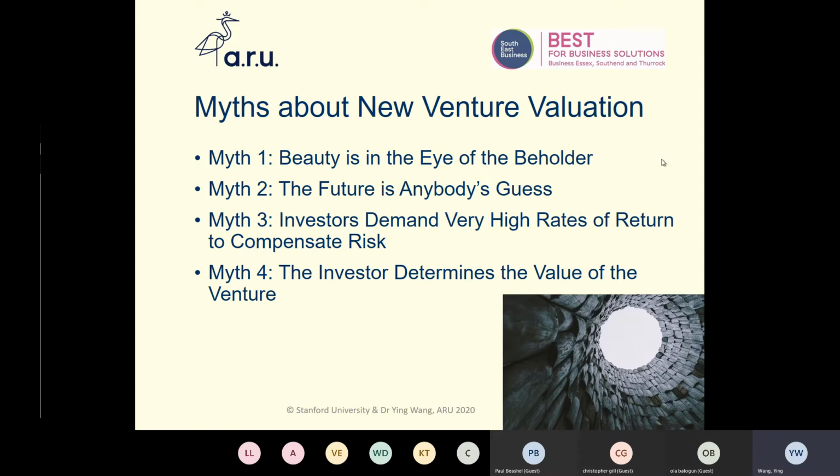Okay, let's go back to the myth. Beauty is in the eye of the beholder. You might hold a lot of belief in your company, your product, and the service you provide, but the investor might not see it. Therefore, when you seek external finance and do the evaluation, it must match the right investor. So you need to seek out and find the right investor. Of course, it takes time.